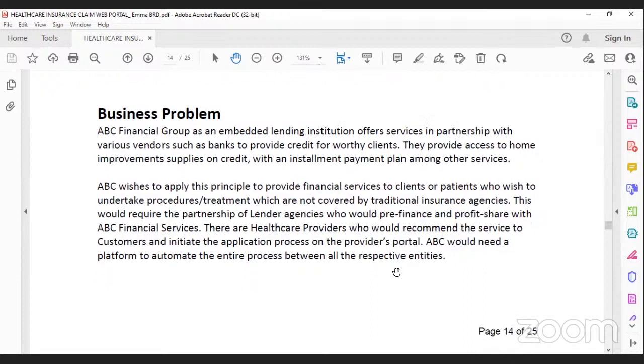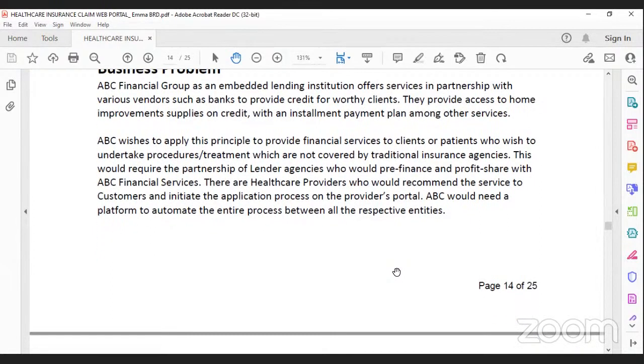Now, the business problem, the core of this is what we are saying. The ABC Financial Group is an embedded lending institution. We offer services in partnership with various vendors, such as banks, to provide credit for many clients. They provide access to home improvement supplies on credit with an installment payment plan, among other services.